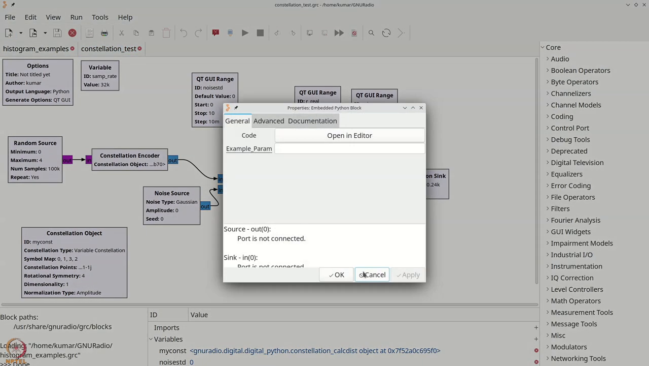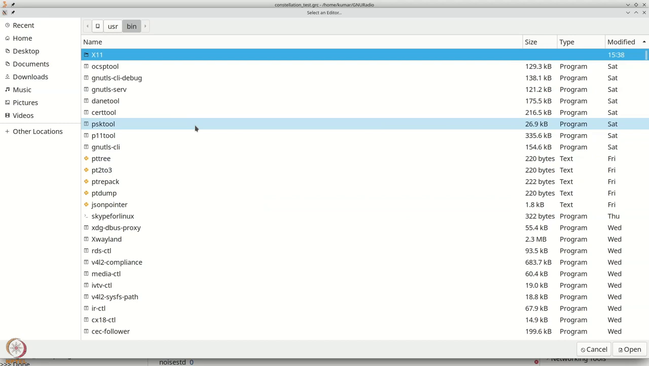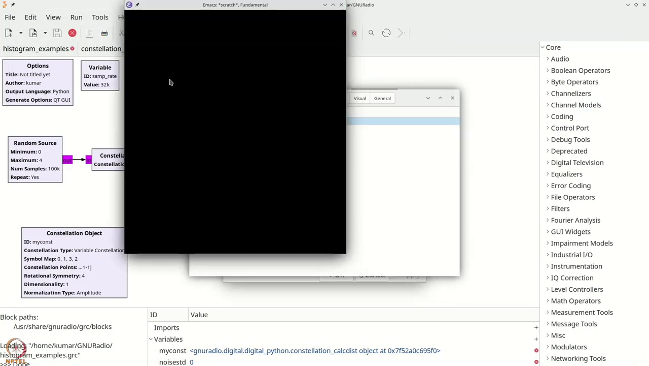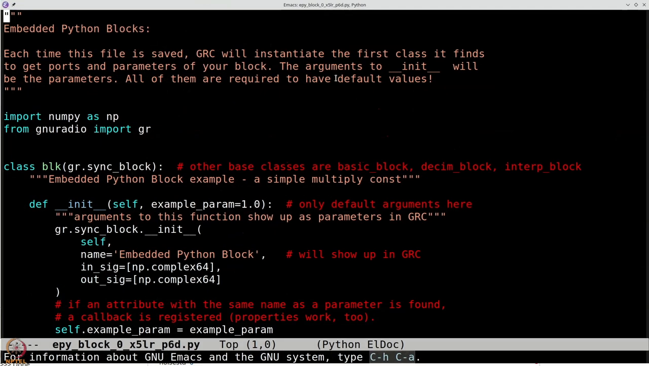Let us double click this and open in editor. We'll choose our favorite editor. You can choose any editor that is appropriate for editing Python. And now you get the template block as we have seen earlier. In this case, remember that we are going to compare two integers, but the result, which should be an integer, can be converted to float 64 so that you can view it in a histogram. So let us begin.